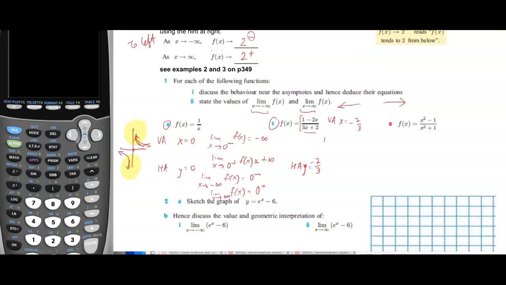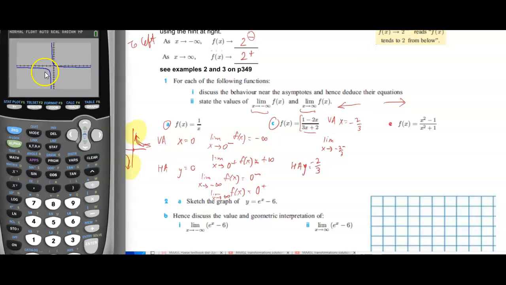So for the vertical asymptote, we're going to say, okay, as we approach the vertical asymptote from the left, so as we approach negative 2/3 from the left, would we be going up or would be going down? In order to see that, let's graph it. Okay, so here is my graph. And so as I approach the vertical asymptote from the left, you can see that it goes down. So I would set this equal to negative infinity, right?